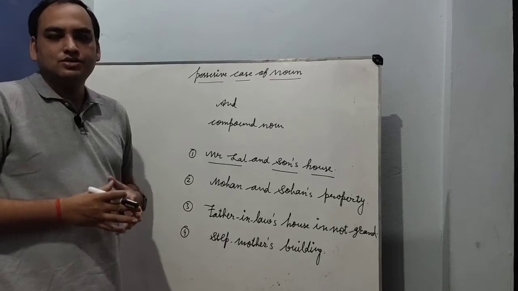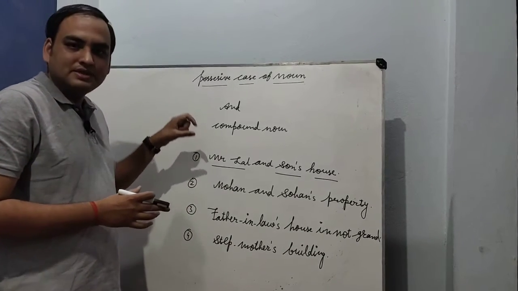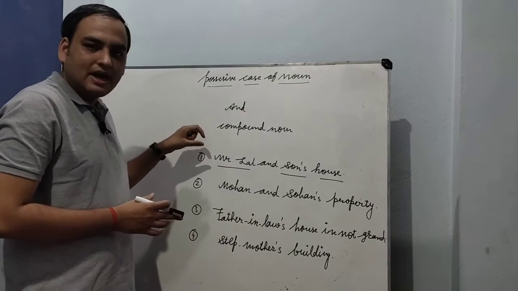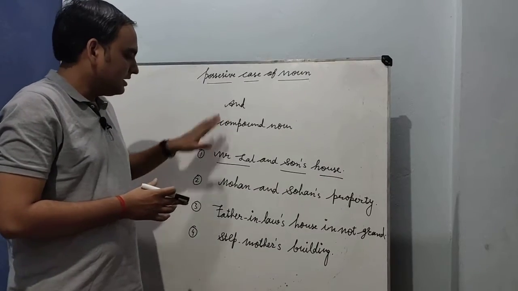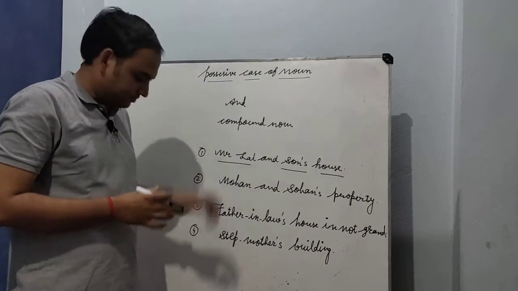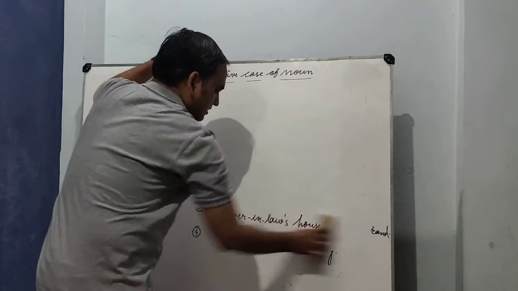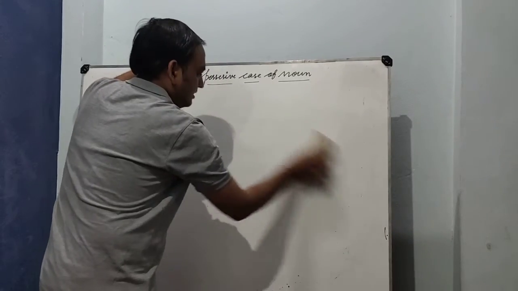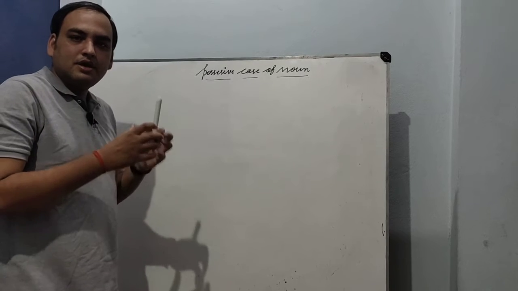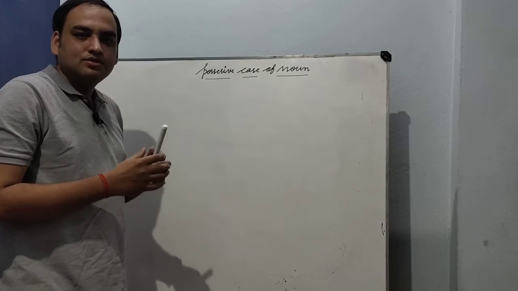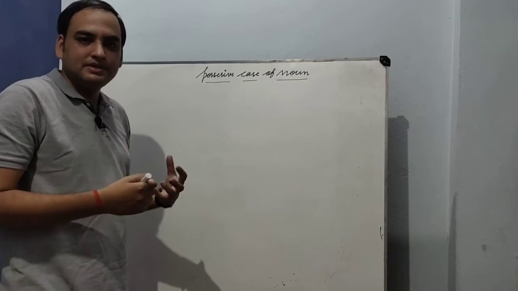Okay, so students or my friends, we have learned here how to show the possessive case of noun if we are connecting two nouns with and, or we are using compound noun. Okay, now we will study some special situation if we show the separate possession. Here we have learned how to show the joint possession.